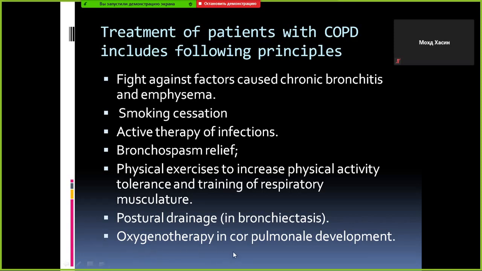So, other principles of treatment include fighting against factors causing chronic bronchitis and emphysema, smoking cessation, active therapy of infections and bacterial infections, bronchospasm relief. So we use SAMA, SABA, LAMA, and so on. Physical exercises to increase physical activity tolerance and training of respiratory muscles. This is a very important part of treatment. Postural drainage in case of presence of bronchiectasis, and very important, oxygen therapy. Oxygen we apply in case of cor pulmonale development and chronic respiratory insufficiency.